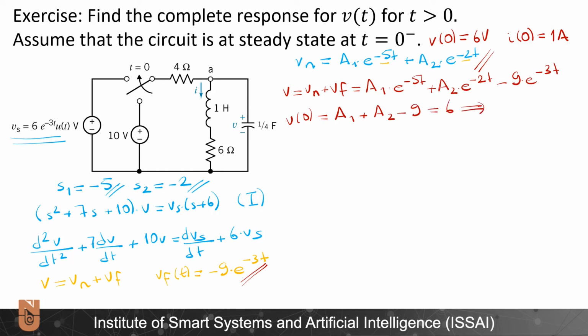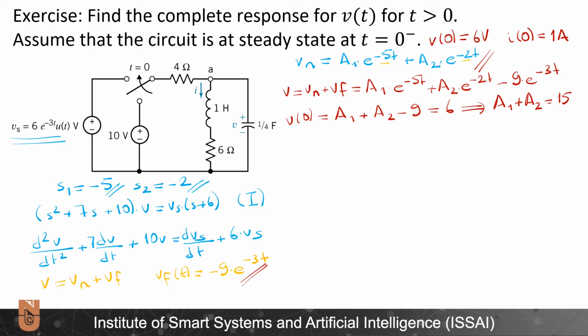And from here, I get my first equation: a1 plus a2 is equal to 15. I need to find another equation right now to solve for these two unknowns, a1 and a2. Now, how will we find the second equation?